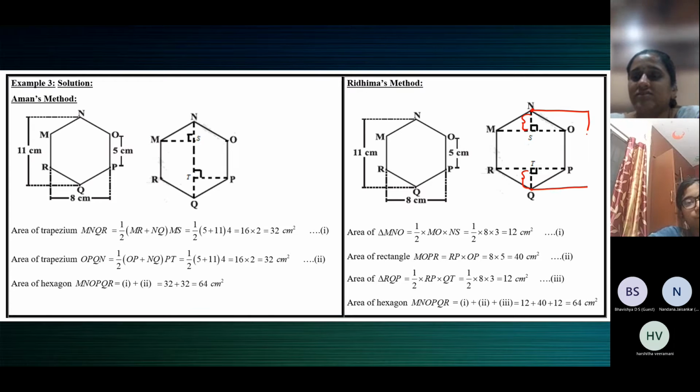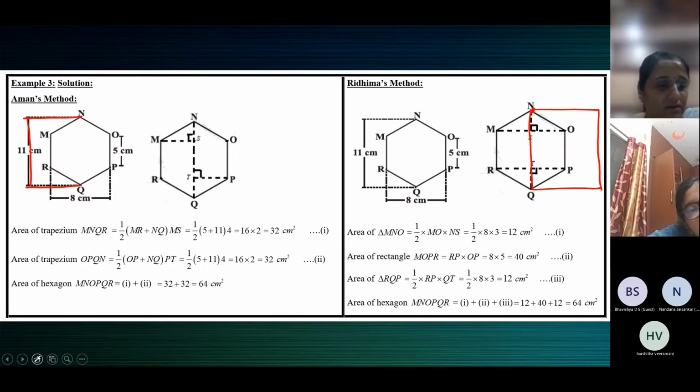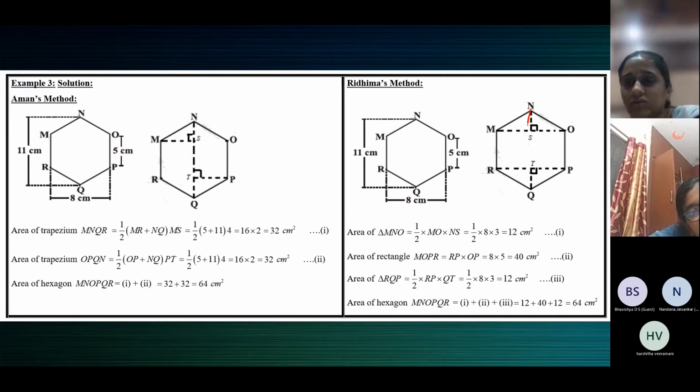What is this length? 11 centimeters. It's given it's 11. Instead of showing you that this is 11 inside, they've marked it outside like this. From here to here is 11, what is marked outside. From here to here is 11. So clearly, this is 11. Yes or no? Correct. Okay. Now, this portion is a rectangle.